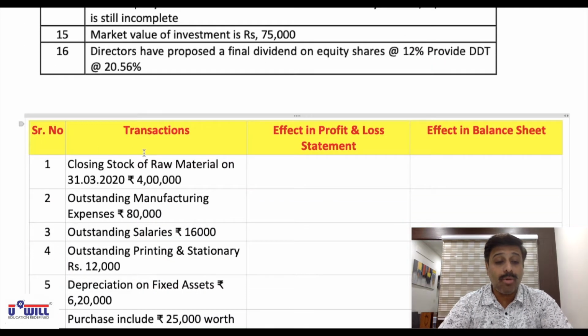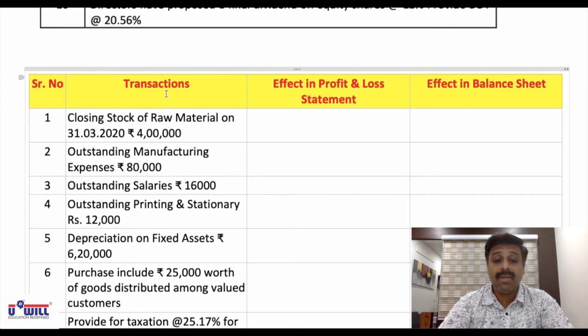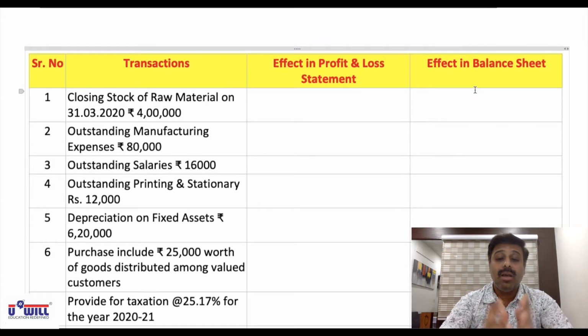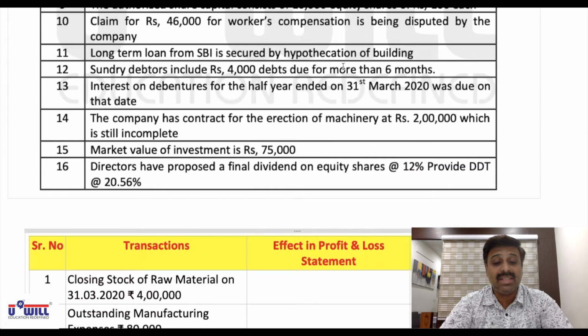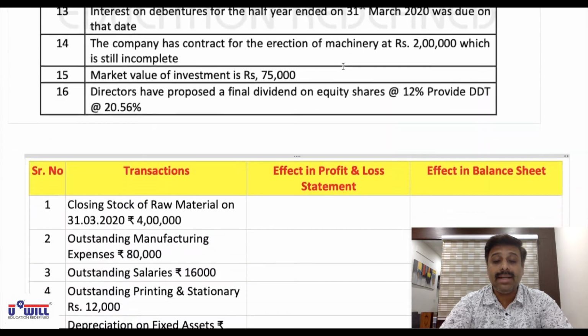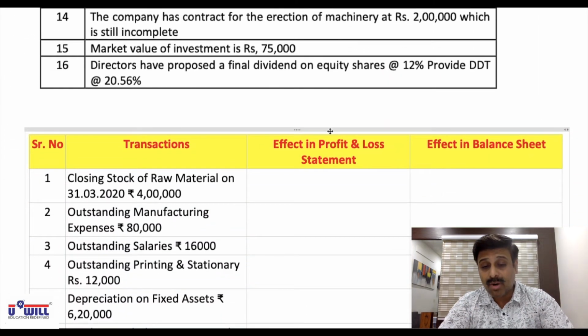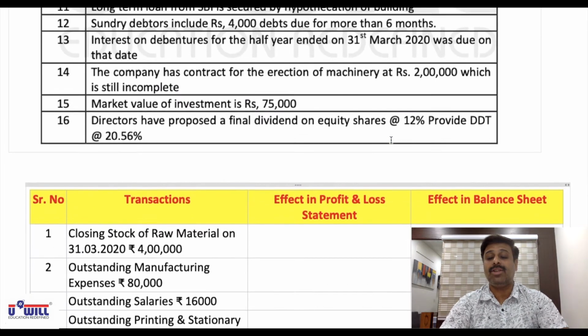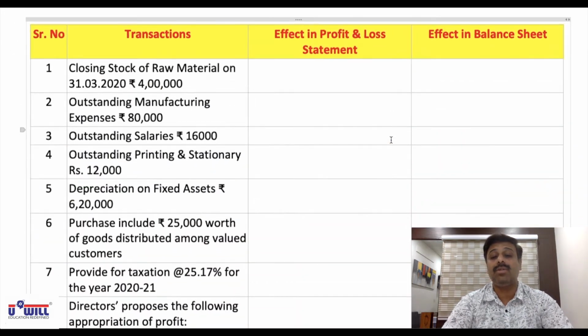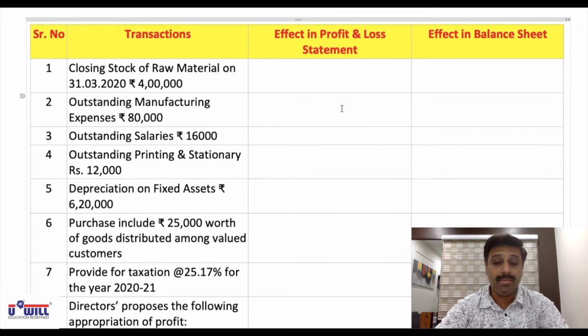So all of you in your notebook make 4 columns: serial number, transactions, effect in profit and loss statement, and effect in balance sheet. Pause the video and make these columns. All these 16 adjustments or transactions we will see in detail, how to give the effect in profit and loss statement and how to give the effect in balance sheet. I hope you all are done with the formats.